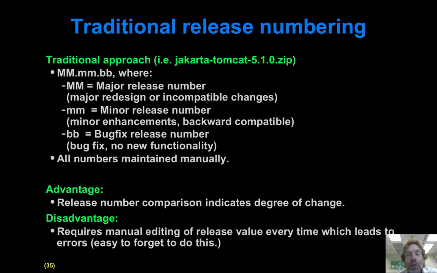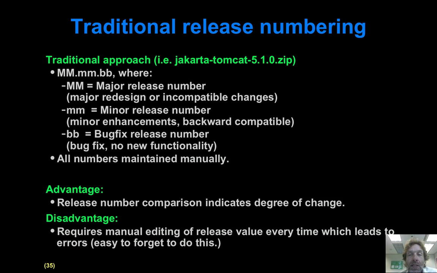Now, when we create distributions using our build framework, we use a slightly different approach than what is normal. Often you'll see things like 5.1.0 as a release number, where the first number is a major release number, the second number is a minor release number, the third number is a bug fix number. And that's a very simple numbering scheme.